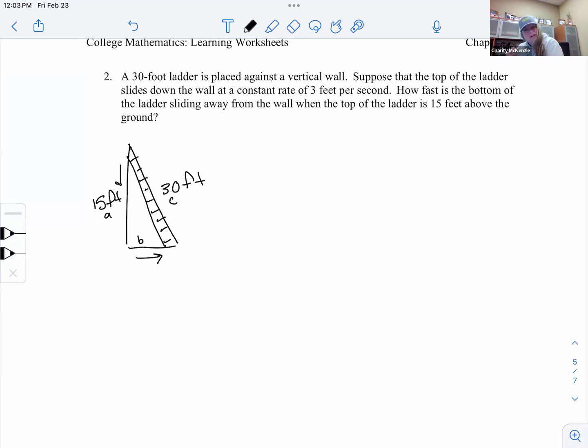Right? And then it's going to shift as it goes. So we can find that again by a squared plus b squared equals c squared. So a squared is going to be 15 squared. I don't know what b squared is, and that equals 30 squared.